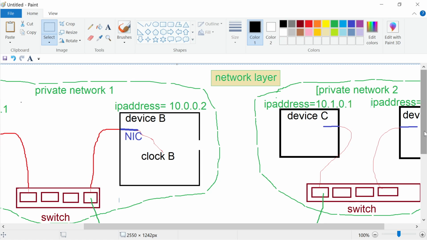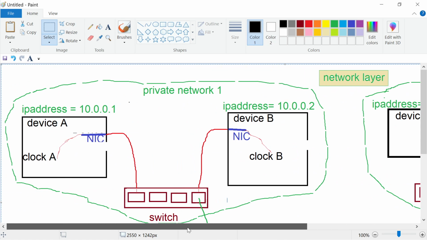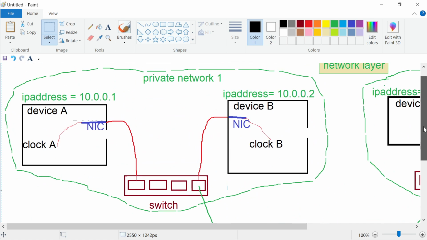If it is an IPv6 address, it is a bigger length. It is 128 bits, 256 bits. It can be bigger addresses. But these addresses ultimately are used by routers to identify devices on the network. So that is what your network layer is all about.